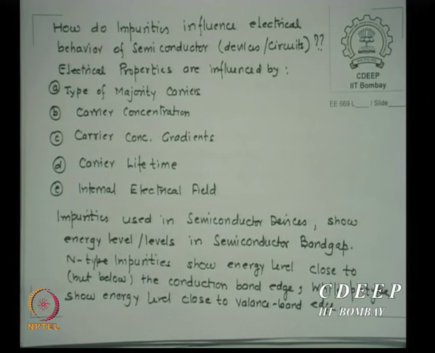Impurities used in semiconductor devices show energy levels in the semiconductor band gap. N-type shows an energy level very close to the conduction band, and P-type shows an energy level close to the valence band. If an impurity gives a level at the mid-gap, that is Eg/2, what are those called? Recombination centers, where both hole and electron can come and recombine. If they are away from the edges, then they are called traps.